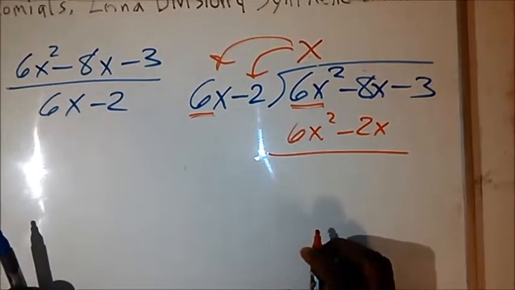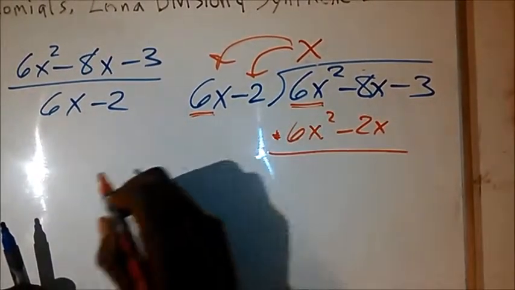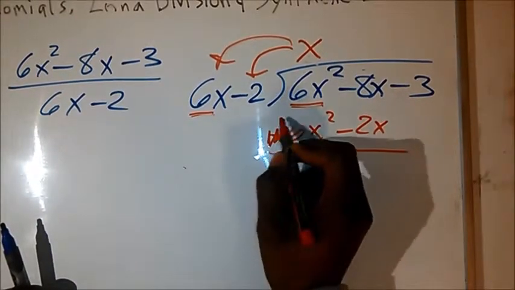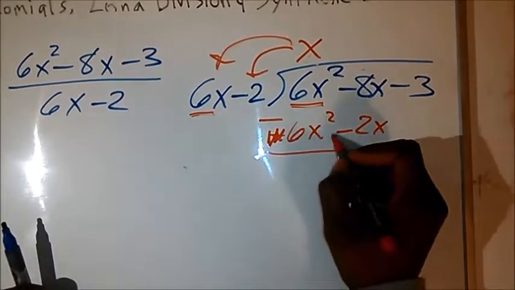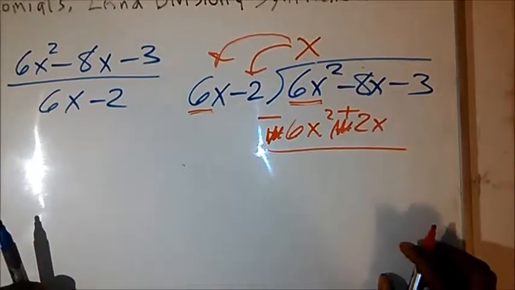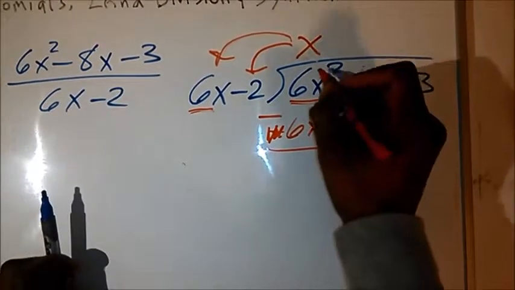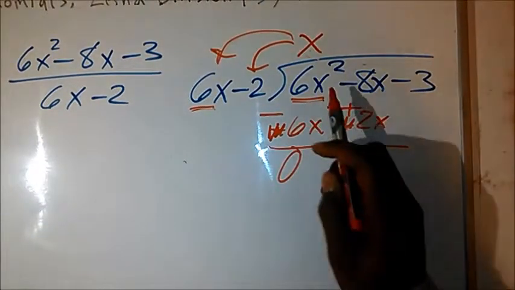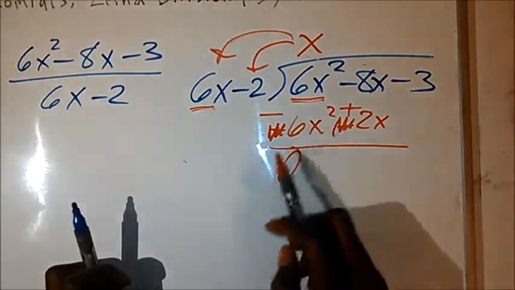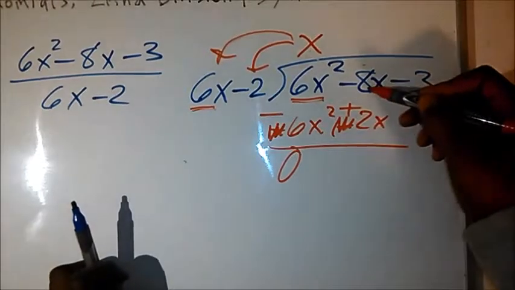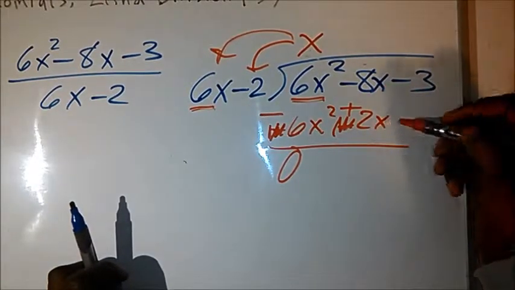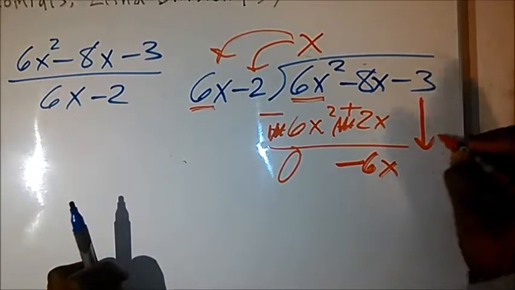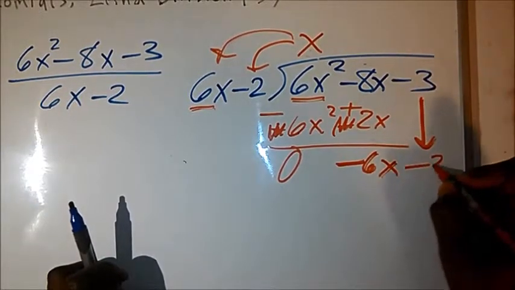Now we're going to subtract the whole thing. This was a positive in front of it. Now this becomes a negative. This is negative, so it becomes a positive. Okay, and these two cancel out. That's going to be 0. 6x squared minus 6x squared is 0. Negative 8x plus 2x is going to be negative 6x. Carry down this negative 3 here.